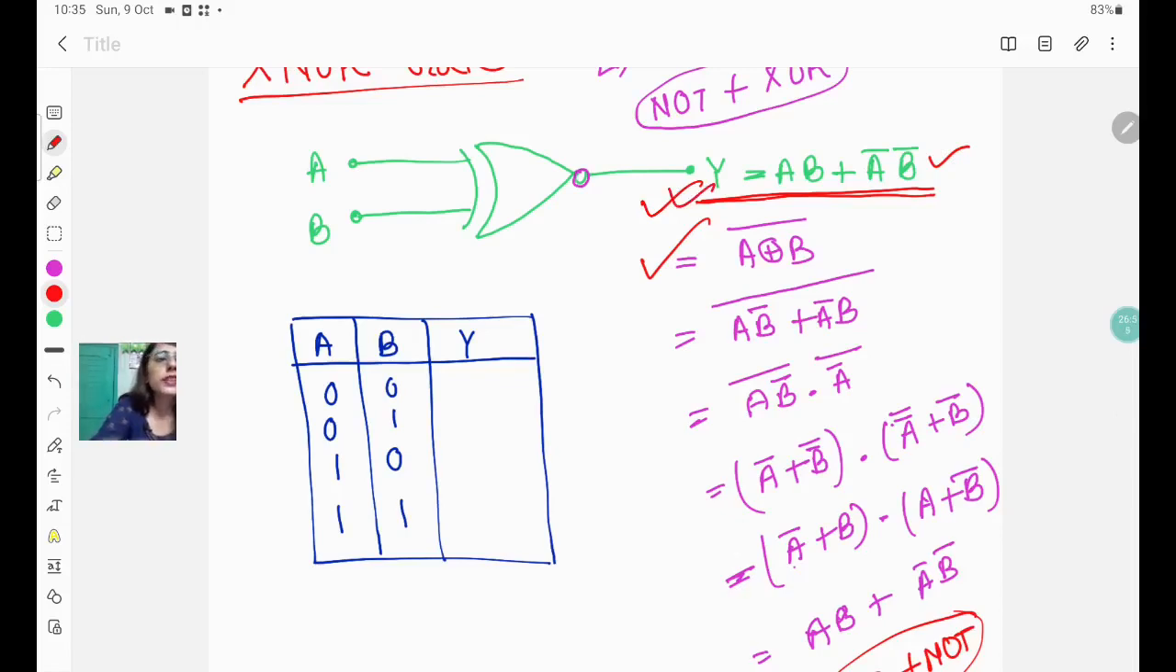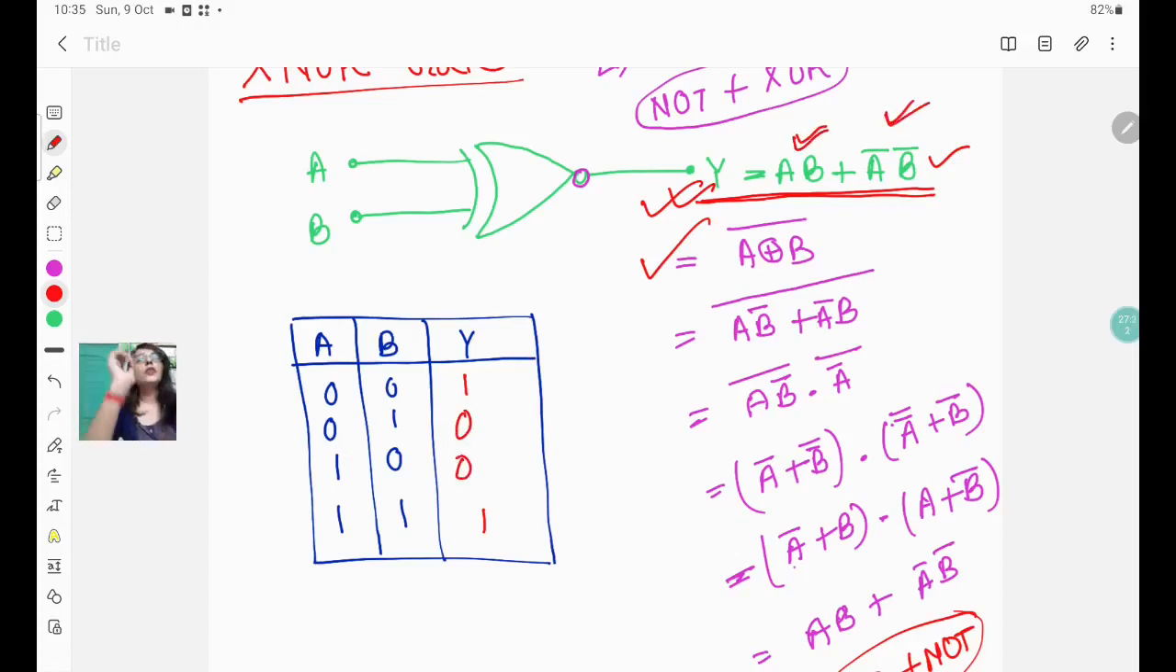So from the truth table, if we use this Boolean expression to find it, when both of them are 0, we will get a 1. If both of them are 1, we will get a 1. If any one of them is 0 and the other one is 1, from here, if A is 0 and B is 1, it will be 0. If A is 1 and B is 0, it will be 0.